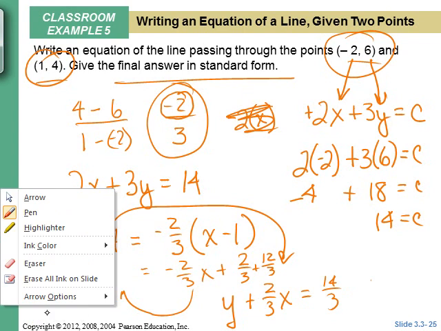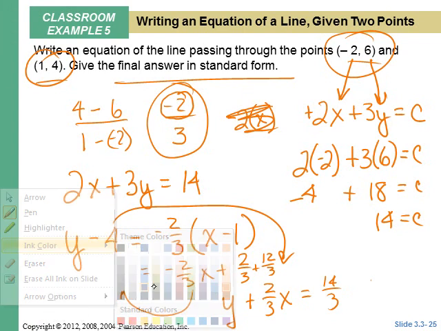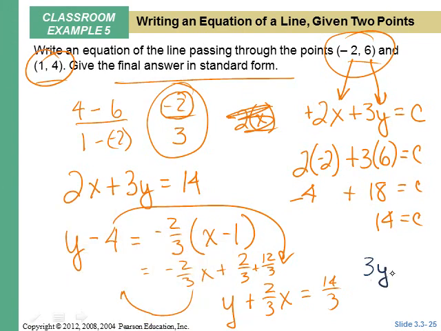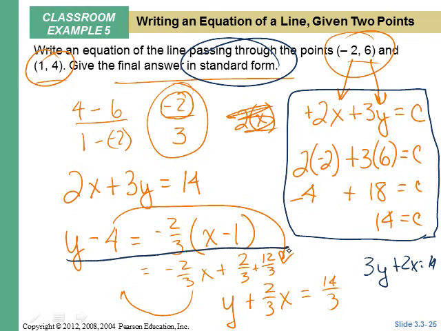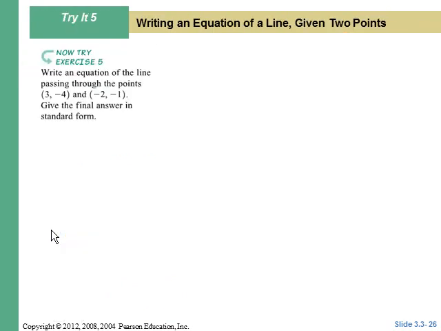I'm going to change colors here so that you can see it. And you get 3y plus 2x equals 14. I personally like this way of doing it much better. I personally would have left it not in the standard form. It is perfectly acceptable to have this form right here. That is a form of the line. It's actually called the point slope form of the line. Okay, so you do this one, but they want it in standard form.